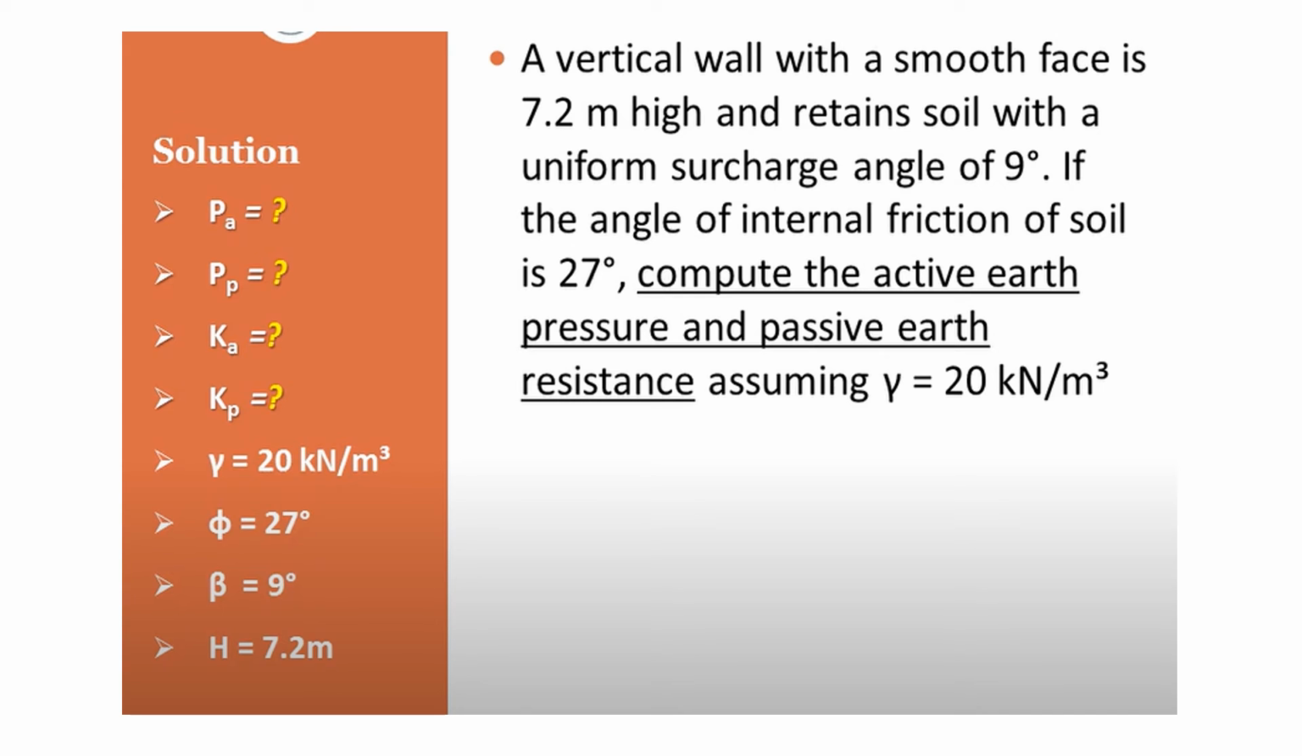So in this question you have to calculate both the passive as well as the active force acting on it, and it is the inclined backfill. And for that the inclination angle is given, the unit weight is given, the height of this retaining wall is given. You have to find out the active earth pressure coefficient as well as passive earth pressure coefficient, and with the help of that you have to calculate the active and passive pressure.